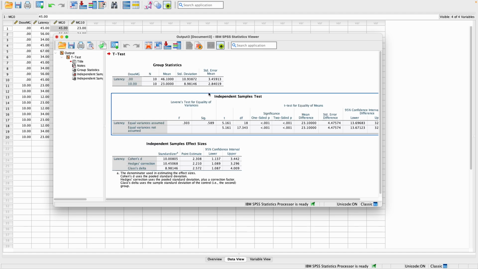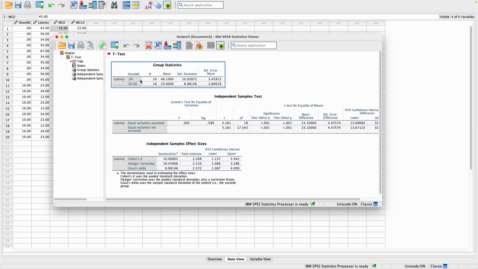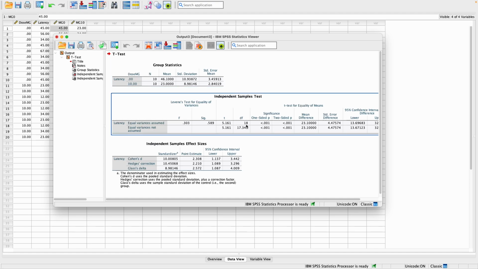And when I take a look at the means, I can see that the 0 milligram group scored significantly higher. They had a longer sleep latency than the 10 milligram group, which had a lower sleep latency compared to the control condition. So my conclusion here would be that there is a significant reduction in sleep latency for the 10 milligram dose compared to the 0 milligram dose. T with 18 degrees of freedom is 5.161. P is less than 0.001.